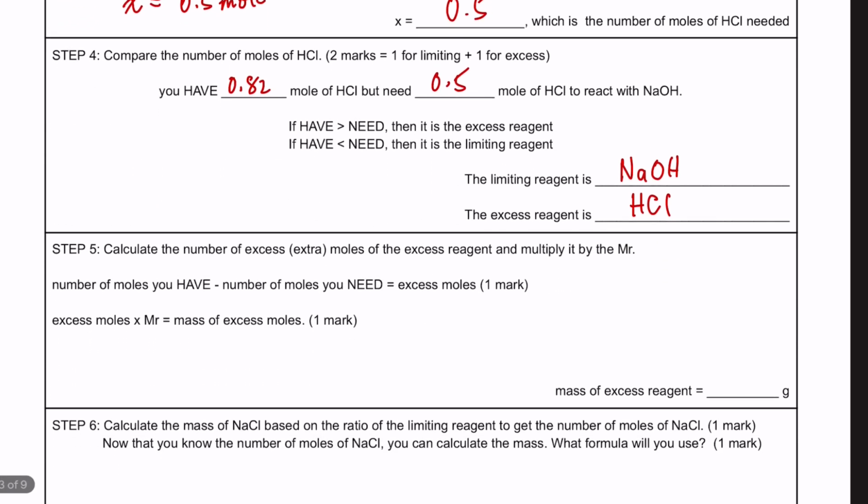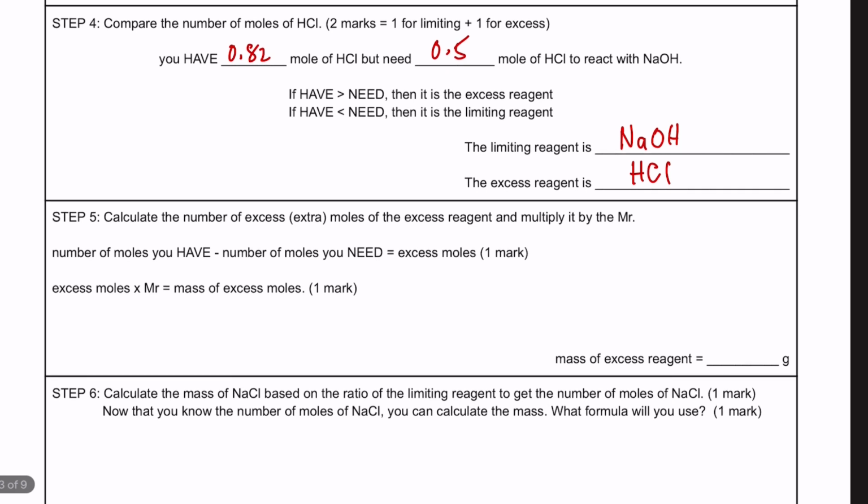Okay? So let's look at the next one. Calculate the excess or extra moles of the reagent. We need to know how many moles of the excess reagent we have. How many moles of hydrochloric acid do we have? We have 0.82 minus how much do we need? 0.5 gives us 0.32 moles. Okay? Excess. Too much.